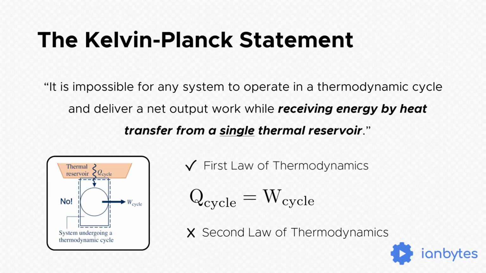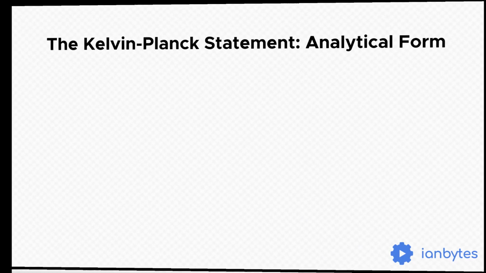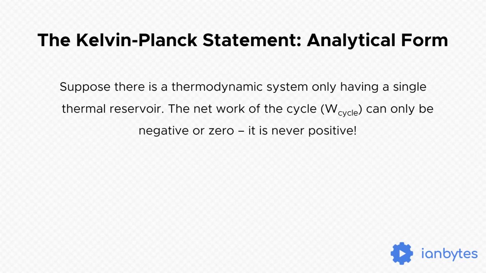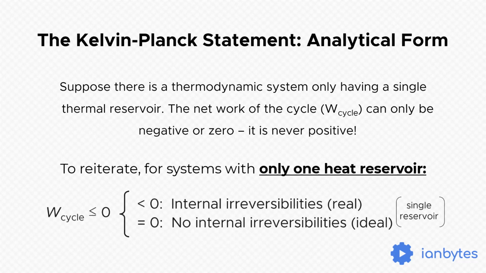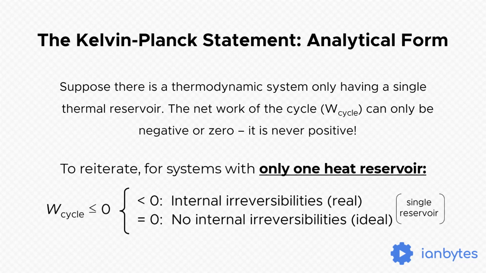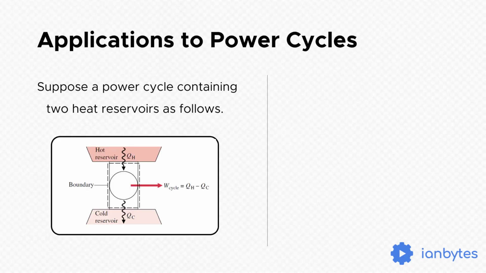Mathematically speaking, sinasabi ng Kelvin-Planck statement na ang value ng W cycle can only be negative or 0. It is never positive. This is because of our sign convention that the net work output is positive and the net work input is negative. If W cycle is 0, then we can say that the process is reversible and therefore ideal. Kapag naman ang W cycle ay less than 0, masasabi nating ang process ay irreversible and therefore it is a real process.